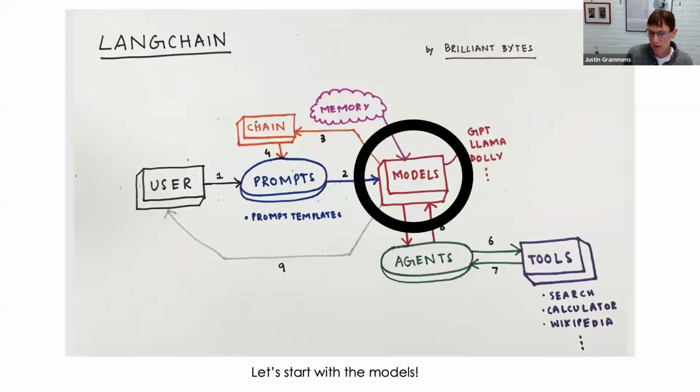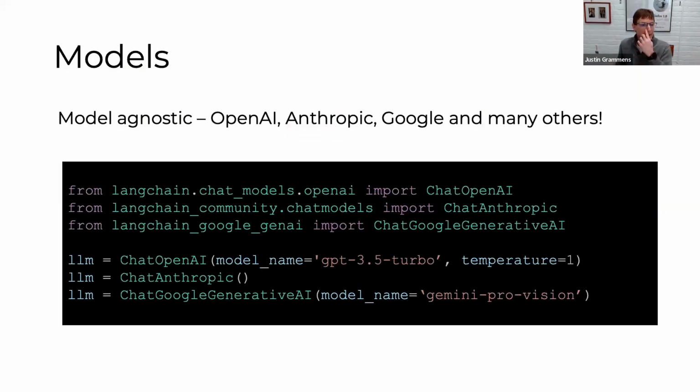So let's start with the models. I've just got some code here as an example, and what I'm showing is that you can create, and here I'm creating 3 different LLM variables, right? Using either something from Chat OpenAI, an Anthropic option, and a Google generative AI. And I talked about being model agnostic. You typically wouldn't create a variable with all 3 of these. You'd probably choose one or the other.